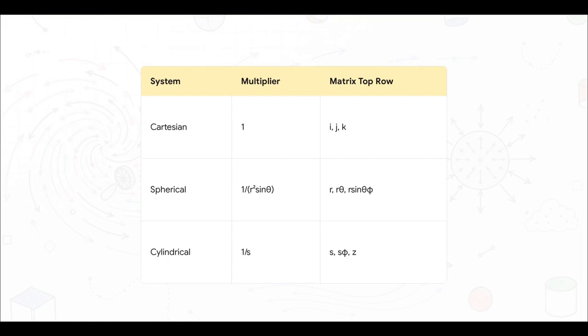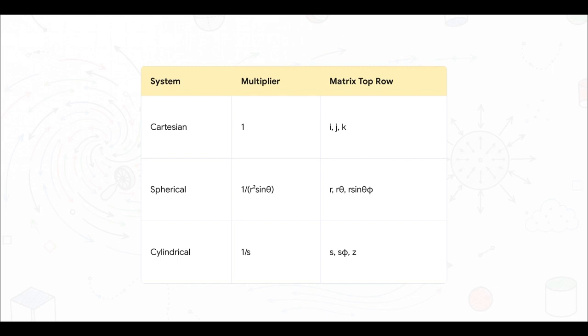Now, calculating curl manually can be an absolute algebraic nightmare if you try to just memorize the final expanded string of polynomials. Trust me on this. The most reliable strategy for your exam is to memorize the determinant structures instead. For Cartesian coordinates, it's a 3x3 matrix. You put i, j, k on the top row, the partial derivatives in the middle, and your vector components Ax, Ay, Az on the bottom. Easy enough.